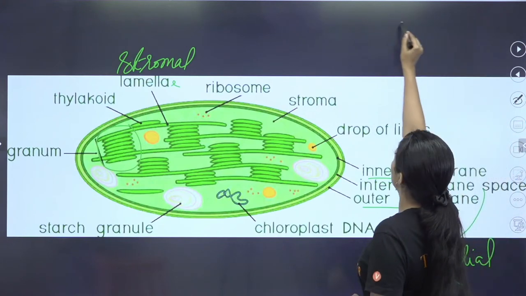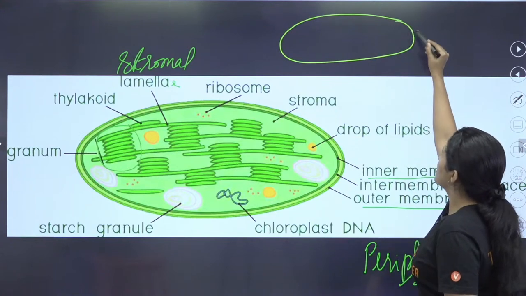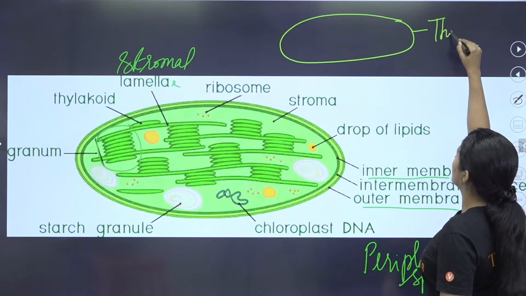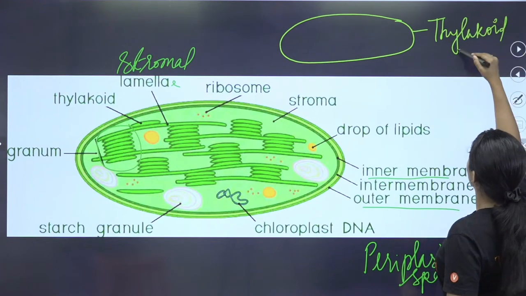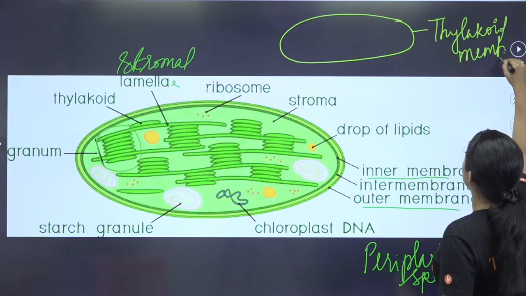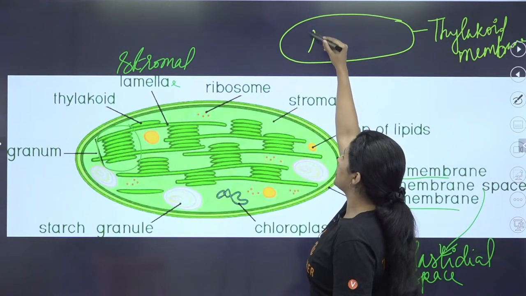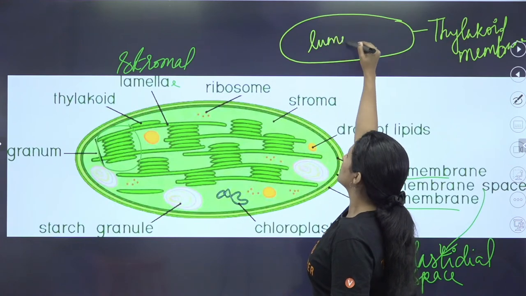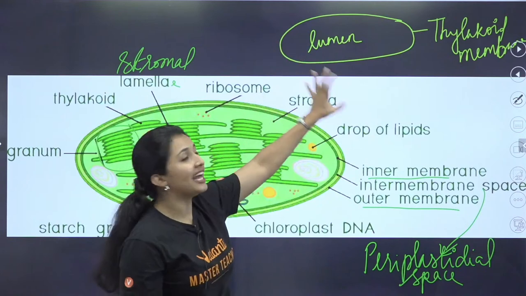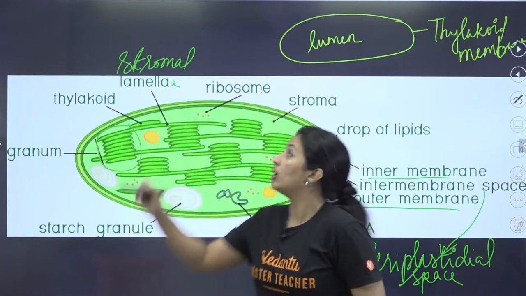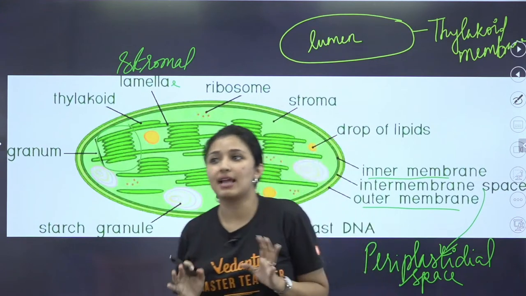A thylakoid is going to look like this. Imagine this is a thylakoid membrane. This is a single membrane structure, and inside we have a space called the lumen. Like how the chloroplast has stroma, the thylakoid has lumen inside. Now, on the thylakoid membrane, we have the proteins for light reaction.